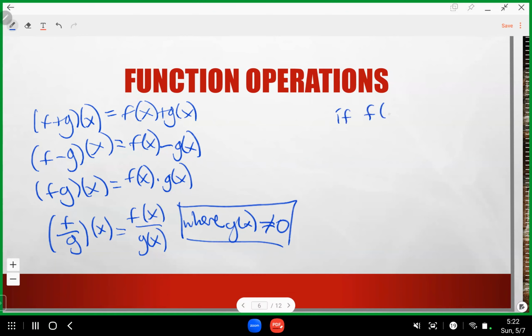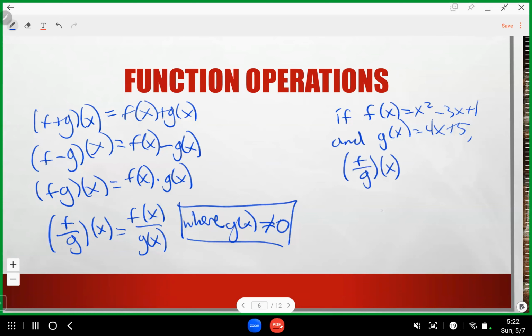Okay, so let's do a practice here. If f of x is equal to x squared minus 3x plus 1, and g of x is equal to 4x plus 5, then what is f over g of x? So all we need to do is actually just divide these. It's that simple. You don't really need to do that much. Okay, that's how we do it.